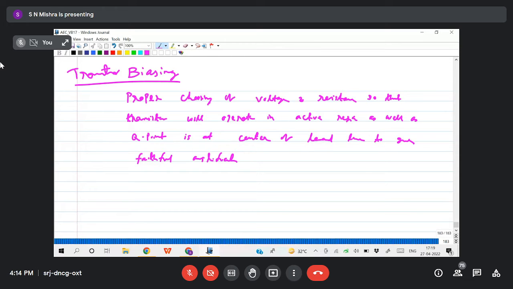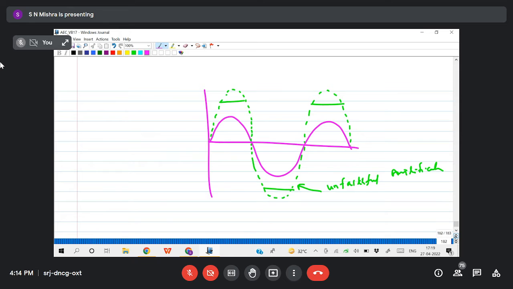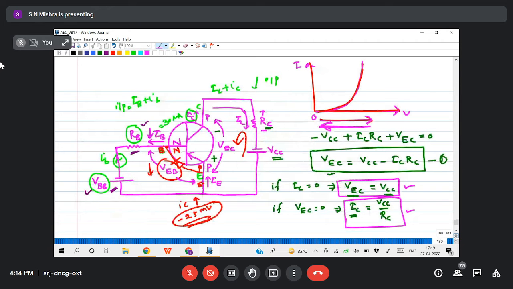Understood? What is transistor biasing? Proper choosing of voltage and resistance so that my transistor will operate at active region, as well as Q point will be at center of load line so that I'll get faithful amplification. So look at here, I have to choose this voltage and resistance such that Q point will be at center as well as in active region.